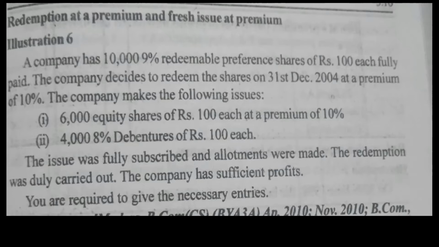Allotment was made. The redemption was duly carried out. The company has sufficient profits. Okay, the problem is the company has sufficient profits. You can take it as it is. Then we'll look at how it is done. The answer, look here.